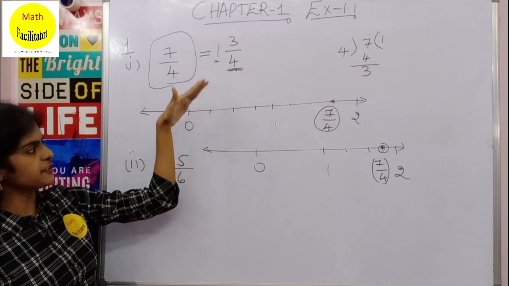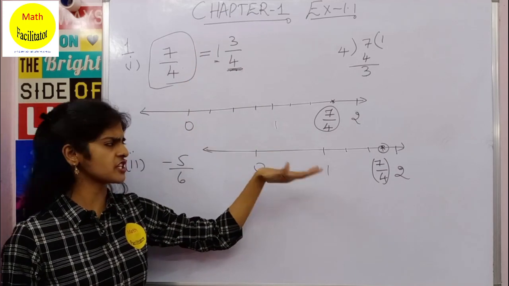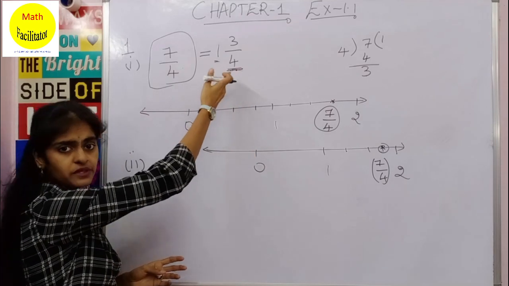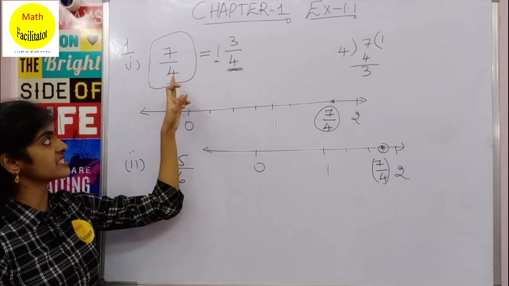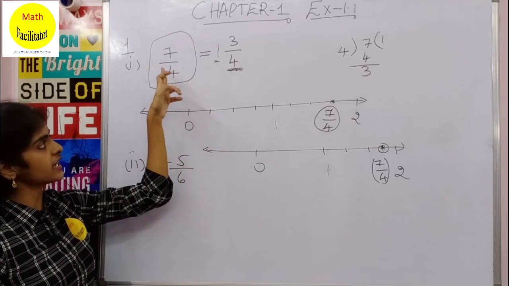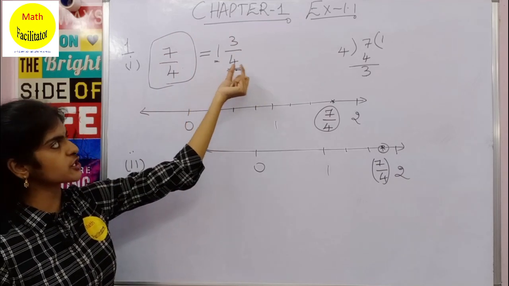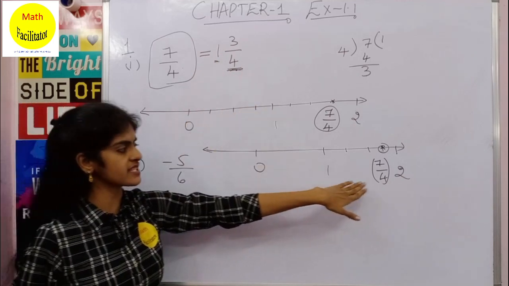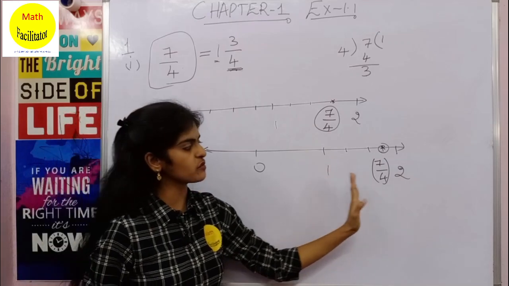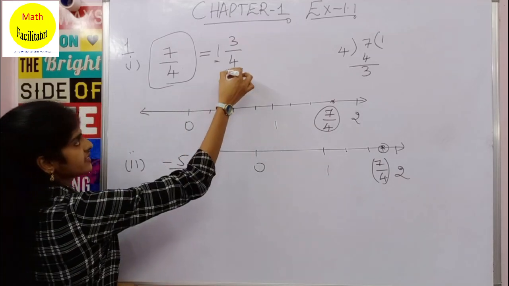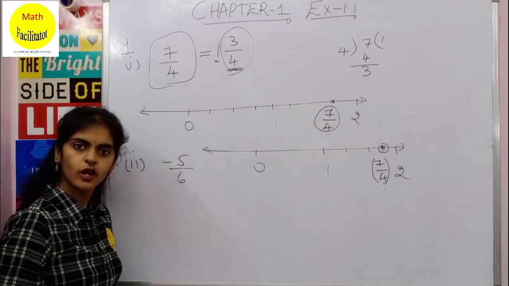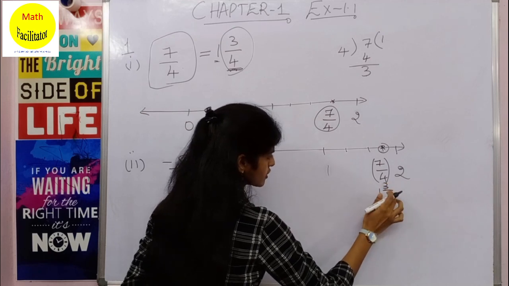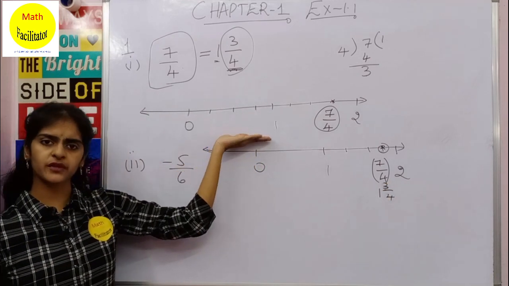Clear? 7 by 4 is nothing but 1 3 by 4. So directly you can follow this method or that method, whichever is comfortable for you. I suggest you follow this method so that there is no confusion. You don't have to convert it into a mixed fraction. If you want to use the second method, you first have to convert the given improper fraction into a mixed fraction so that you will know between which two numbers this fraction lies. The integral part tells you between which two numbers it lies. Since it is 1, you take between 1 and 2. Then you will just mark this fraction here. So 7 by 4 is nothing but 1 3 by 4. Clear? I suggest you take the first method, because it is simple.